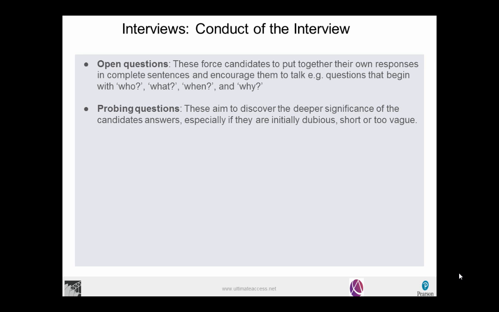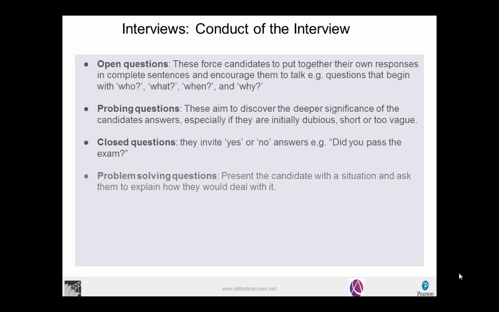Now, probing questions. These aim to discover the deeper significance of the candidate's answers, especially if they're initially dubious, short, or too vague. At times I can ask you, so why did you leave your job? And then you'd say, because maybe I didn't like how the environment was. Then I'll ask you, so how was the environment? So you realize I'm going deeper into your answer. At the same time, we have closed questions which invite a yes or no answer. So did you pass the exam? You'd say yes or no.